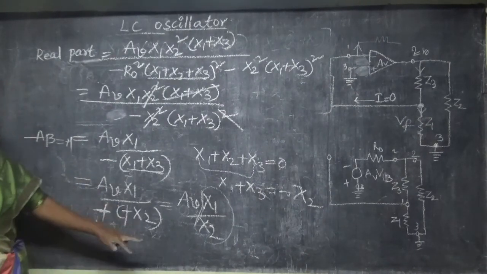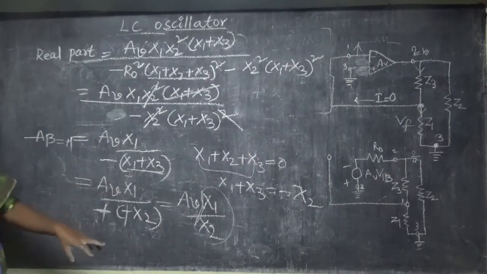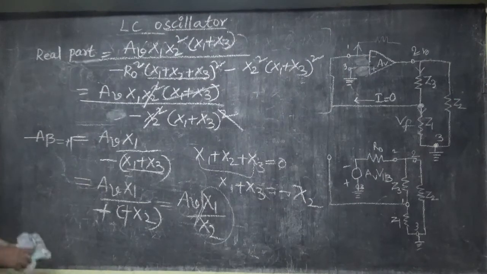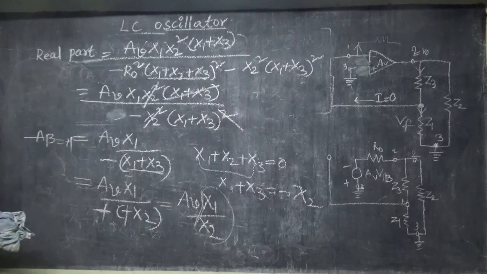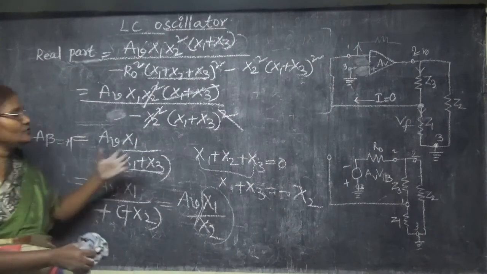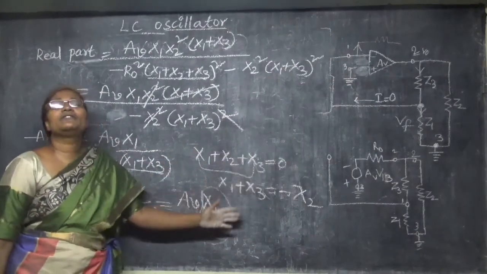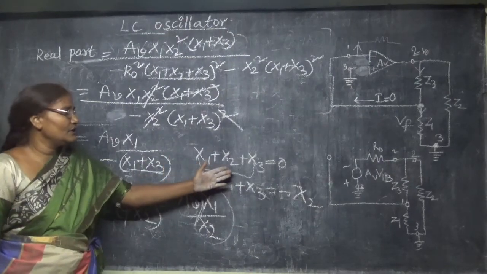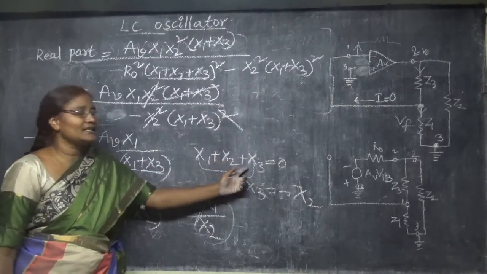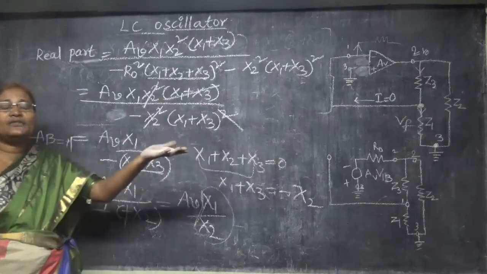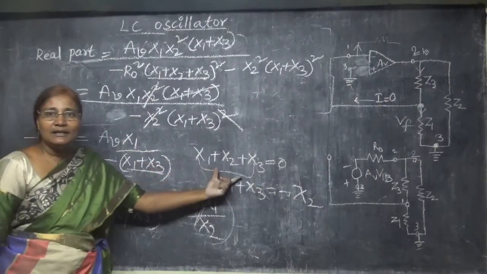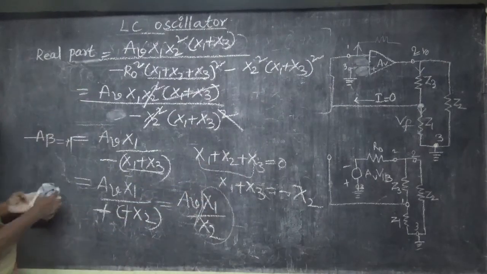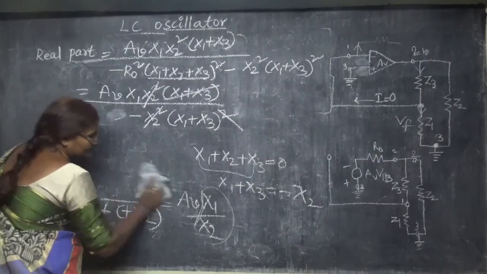We said two oscillators will come. What are the frequencies of those two oscillators? That we are going to derive. So when will we get the frequency? If we make the imaginary part equal to 0, then we will get the frequency. So what is my imaginary part? 0 means x1 plus x2 plus x3 is equal to 0. When I made the imaginary part 0, I got this equation. So if I use this equation, what will I get? I will write it down and explain.